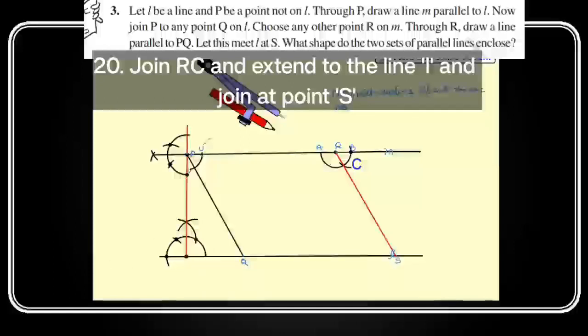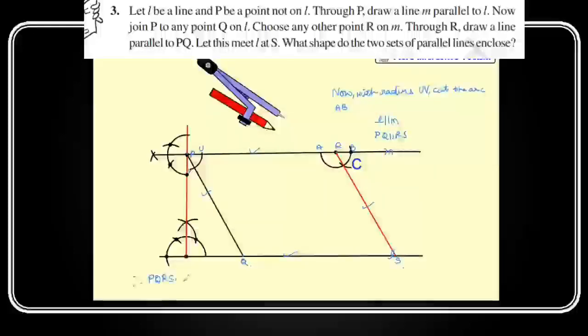We have made use of the idea of equal corresponding angles to make a line parallel to PQ. Now, the two angles are corresponding angles and they are equal, so the lines are parallel. So, the opposite lines are parallel. Therefore, PQRS is a parallelogram. Line PQ is parallel to RS. Line L is parallel to M.